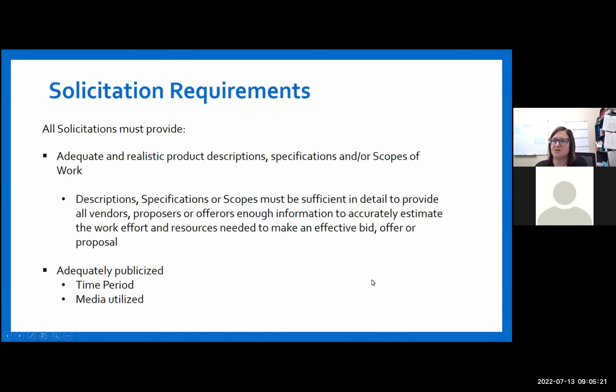So all solicitations must provide adequate and realistic product descriptions, specifications, and/or scopes of work. Descriptions, specifications, or scope must be sufficient in detail to provide all vendors, proposers, or offerers enough information to accurately estimate the work and effort and resources needed to make an effective bid, offer, or proposal. It has to be adequately publicized, and media can be utilized. And when I say media, that is newspaper, social media, etc.